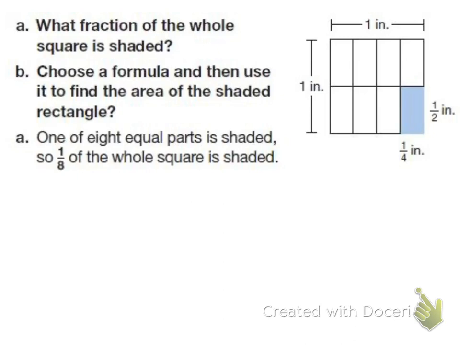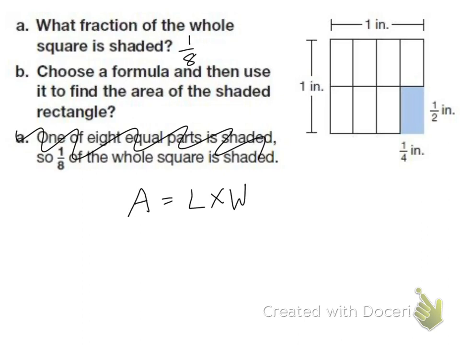Okay, last example. This is asking, first, what fraction of the whole square is shaded? Well, you can see that it's 1 out of the 8 pieces. So that's 1/8. That's what's down here. Then it says choose a formula and then use it to find the area of the shaded rectangle. Well, we know area equals length times width. You can see here that the length is 1/2 of an inch and the width is 1/4 of an inch. So we're going to do 1/2 of an inch times 1/4 of an inch.